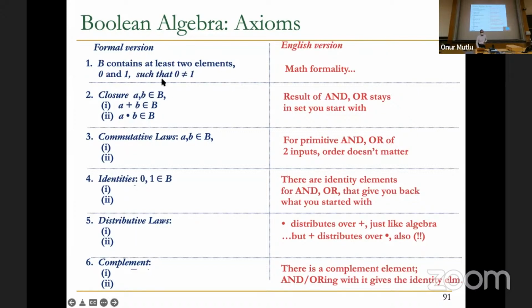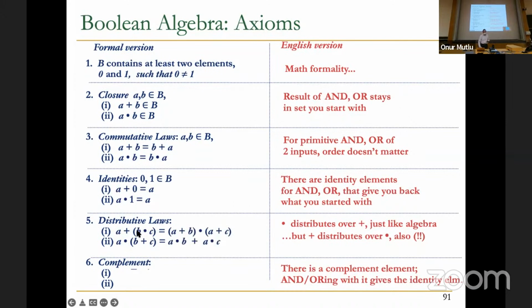Basically, there's a formality that goes on, clearly. Some of them are not that interesting, but usually binary logic, or Boolean algebra, means that you have two elements, 0 and 1. And then you have the closure of sets: basically, the result of AND or OR stays in the set you start with. There are commutative laws. Basically, you can change the order of variables, as you can see, for AND and OR. You have identity elements. You OR something with 0, you get A. You AND something with 1, you get A.